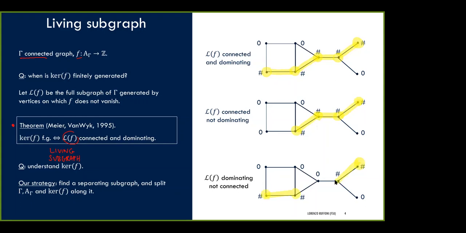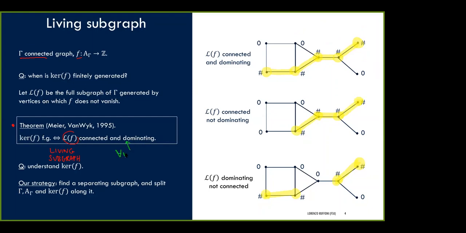Okay, so in yellow, I'm highlighting what the leaving subgraph is in each case. Well, their condition is that the Artin kernel defined by those numbers is finitely generated if and only if this subgraph is connected and dominating. Well, I guess we know what connected means. Dominating means that it has to be large enough to cover almost the entire graph.